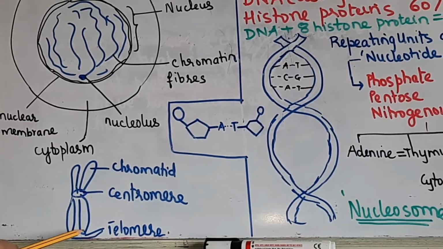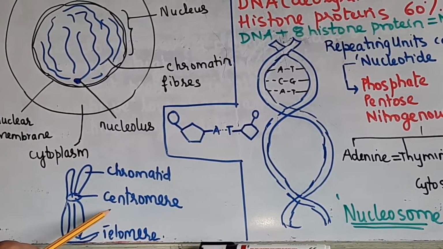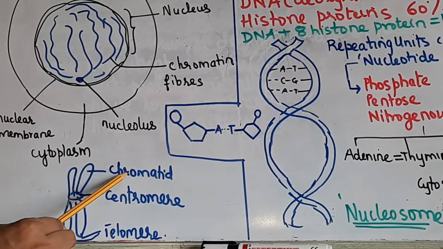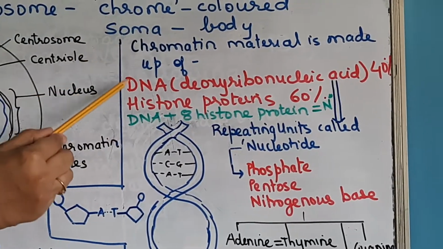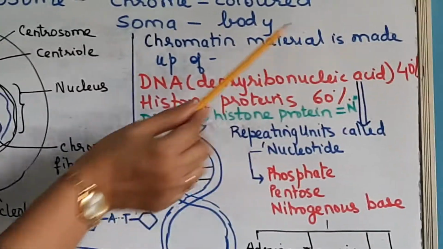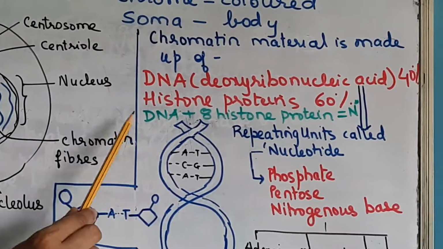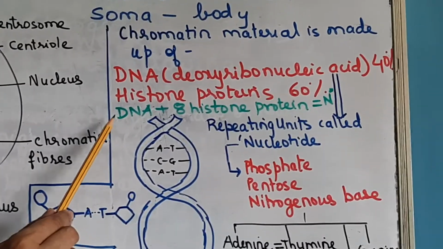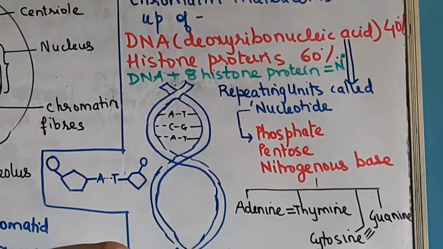And the ends of the chromosome are called the telomere. Okay. Now, chemically, what is it made up of? The chromatids are made up of chromatin material. Chromatin material in turn is made up of DNA, deoxyribonucleic acid, 40%, and histone protein, 60%. One DNA molecule will wind around 8 histone protein molecules to form a complex which is called a nucleosome.